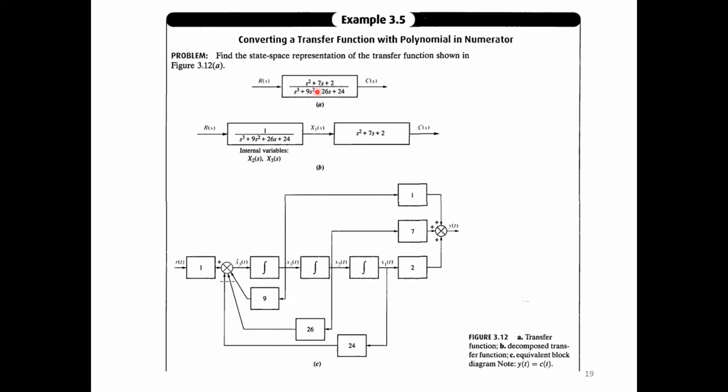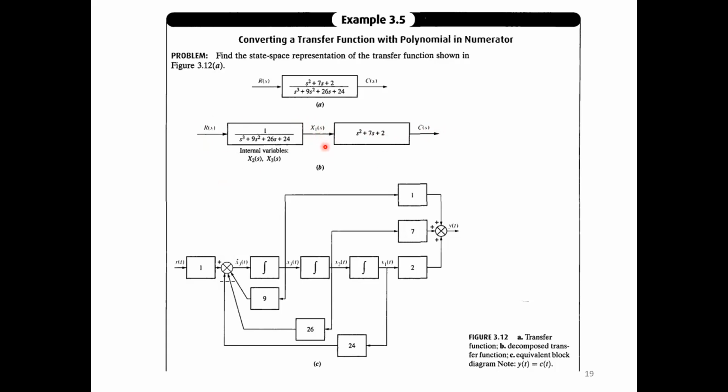See here, this is your transfer function. Now you will break it into two blocks. In one block, you will keep 1 over s to the power 3 plus 9s square plus 26s plus 24. And in the other block, you will keep s square plus 7s plus 2. So two blocks. R(s) is the input and C(s) is the output. In between, you bring another variable, which is X1.